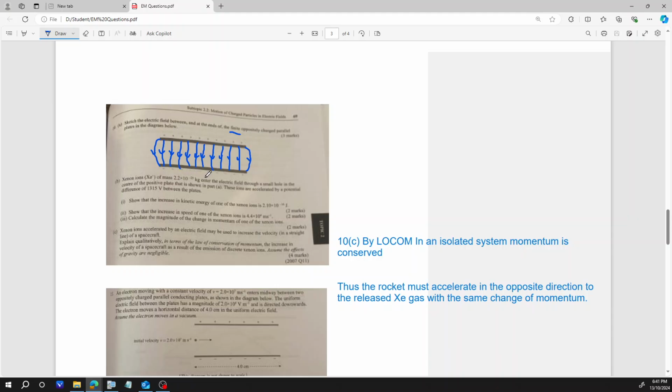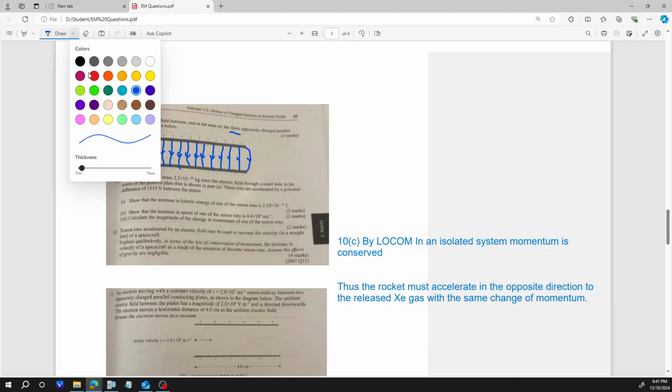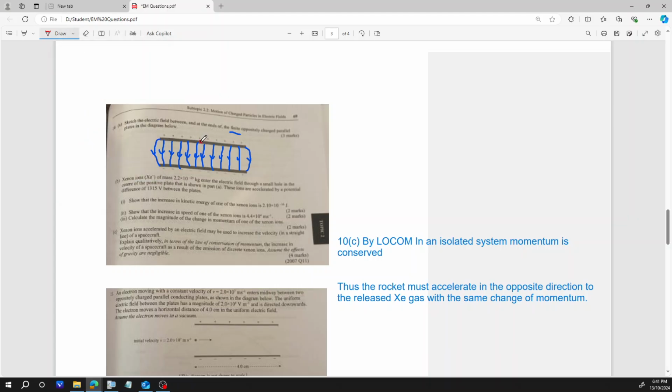Okay, now the electric field in a small hole centered upon the plate. So you get a small hole there somewhere, and you're going to have the xenon going down, accelerating that way, and presumably leaving through another hole. And we've got a voltage. So work out the voltage.